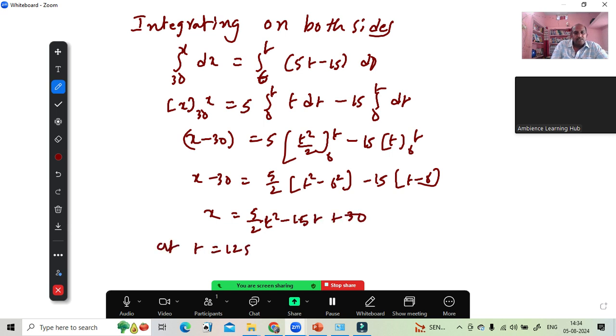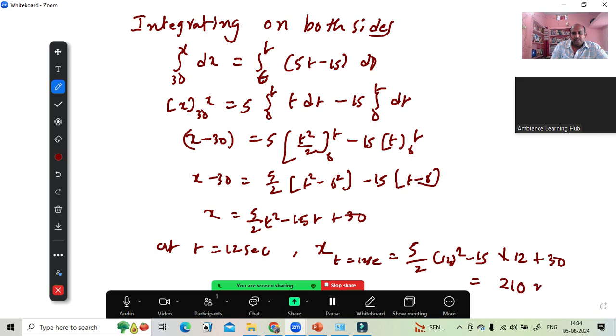At t equal to 12 seconds, x at t equal to 12 seconds is equal to 5 by 2 into 12 square minus 15 into 12 plus 30. When you simplify, you get 210 meters.